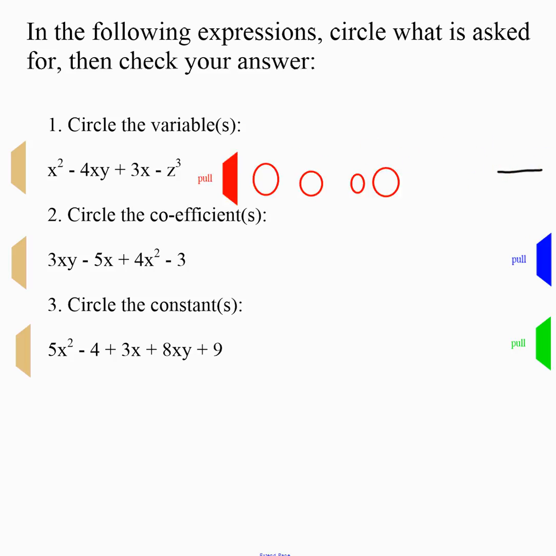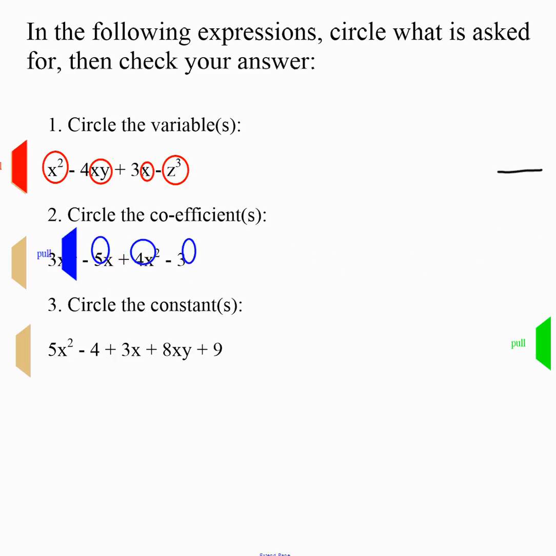So here, the variables are x squared, xy, x, and z cubed. The coefficients are 3, -5, and 4. And the constants are -4 and 9. So double check that you got the signs correct.